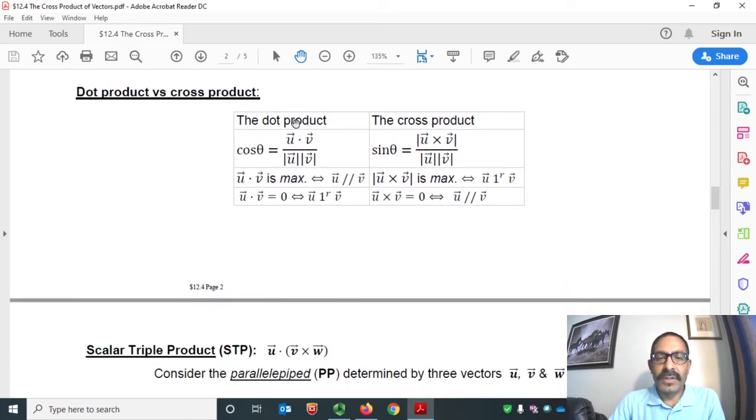Similarly, under the dot product column, the dot product u dot v is maximum if and only if u vector is parallel to v vector. Under the cross product column, the magnitude of u cross v is maximum if and only if vector u is orthogonal to v vector. Lastly, under the dot product column, the dot product is 0 if and only if vectors are orthogonal. Under the cross product column, the cross product is 0 if and only if the vectors are parallel. Great. I hope this small comparison makes sense to you all.